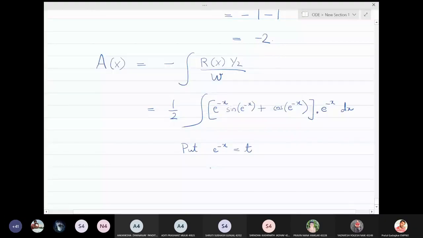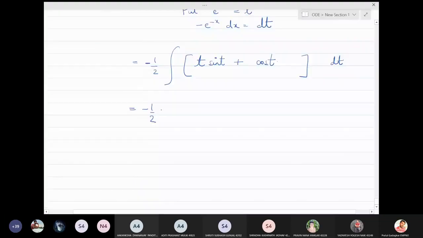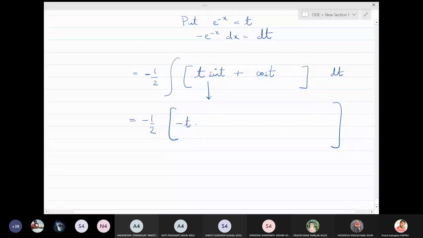and this will become half integration. This is minus dt, so this minus sign let me pull out here and write minus dt like this. And what is remaining in the square bracket? It is t sine t plus cos t. Okay. What is integration of t sine t? We have already integrated t sine t in the above problem. It is minus t cos t plus sine t. Plus, what is integral of cos t? Integral of cos is sine, so here I will get a sine t, right?